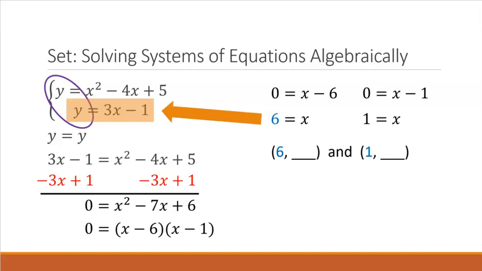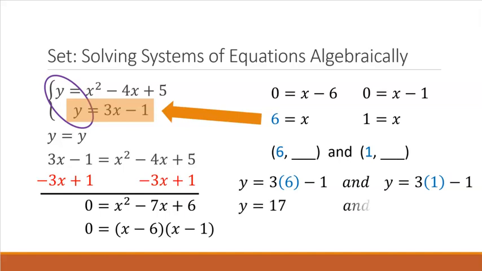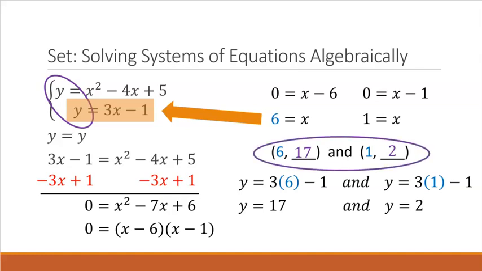The linear equation does make the substitution process easier. When we evaluate for 6, we get y equals 17. When we evaluate for 1, we get y equals 2. These values are the y coordinates of these ordered pairs, and these ordered pairs are our final solution.